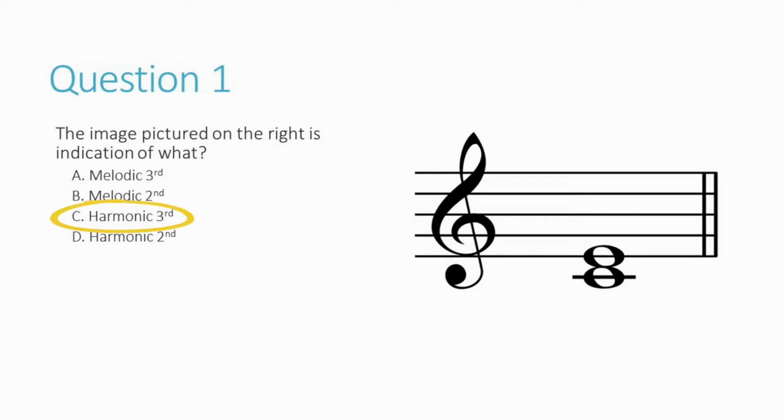As we have discussed in Lesson 5, when you see two notes that are written together, it indicates a harmonic interval. In this case, these two notes are line notes. So when you see two line notes together, it indicates a harmonic third. In this case, this is C and E.